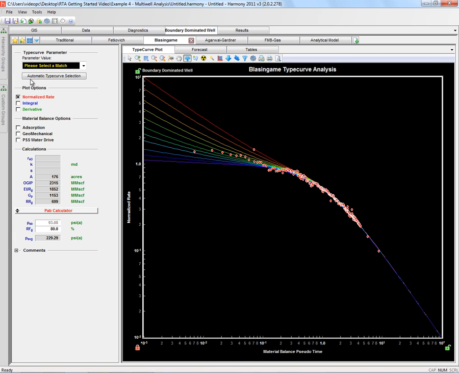Again, we'll go through and click on our automatic type curve selection. This will extract a specific type curve solution and allow us to determine permeability, skin, drainage area, and original gas in place. It's really an effective tool because you can very quickly get a handle on a lot of holistic production performance indicators very quickly by just doing a very simple type curve match. Let's move on.